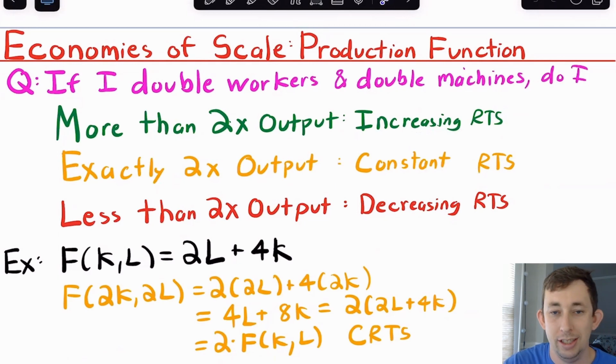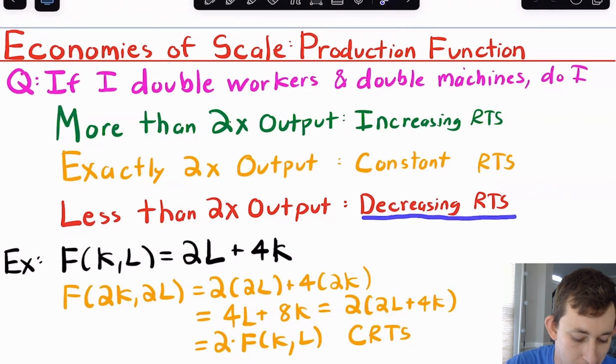That would be constant. So that would say Bill has one worker and one machine and he can make 2 ice creams. Then if Bill had 2 workers and 2 machines, we would say he can probably make 4 ice creams. And if you doubled it again, he could make 8 ice creams. If you doubled it again, he could make 16 ice creams, on and on. But basically, anytime that Bill doubles his inputs, he just doubles his outputs. Now, if you have less than twice your output, we say you have decreasing returns to scale.